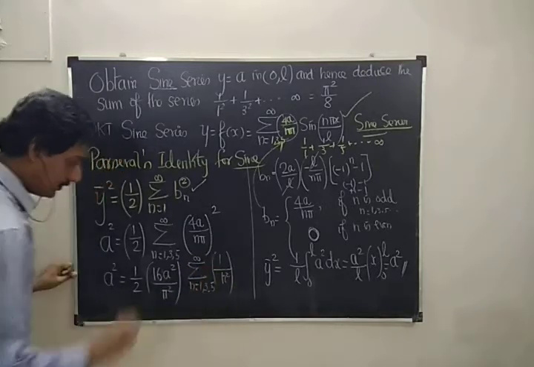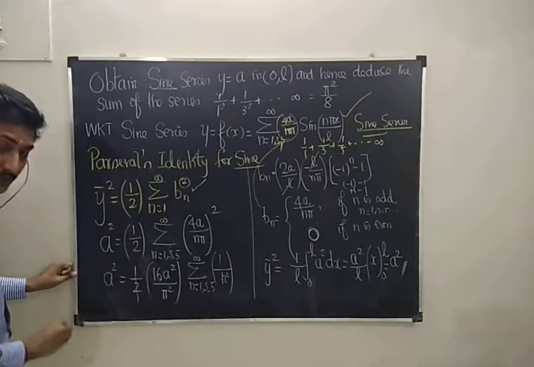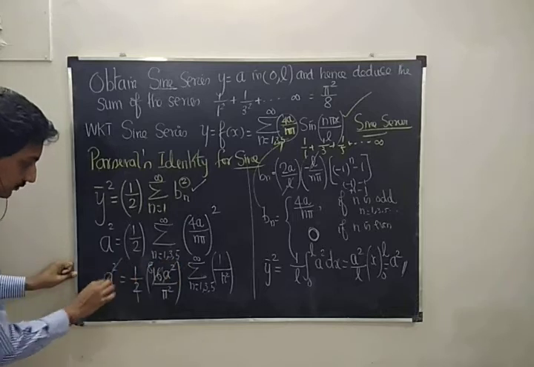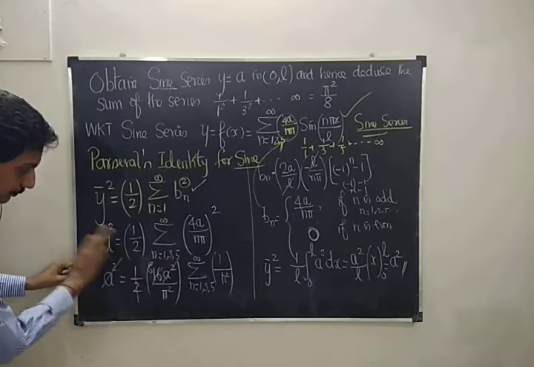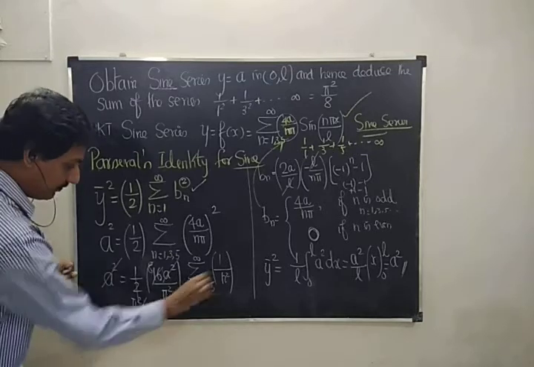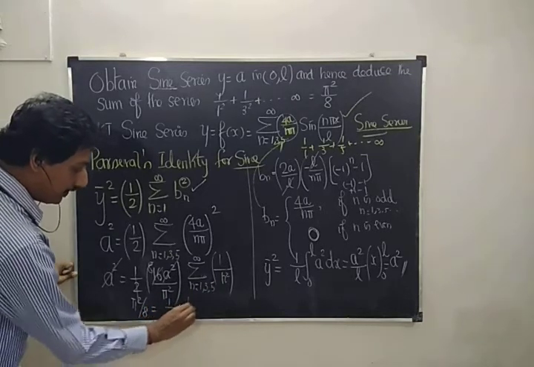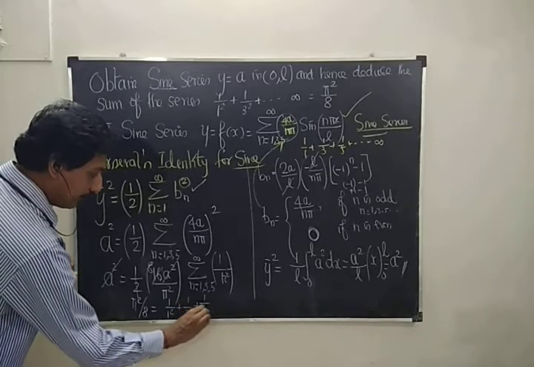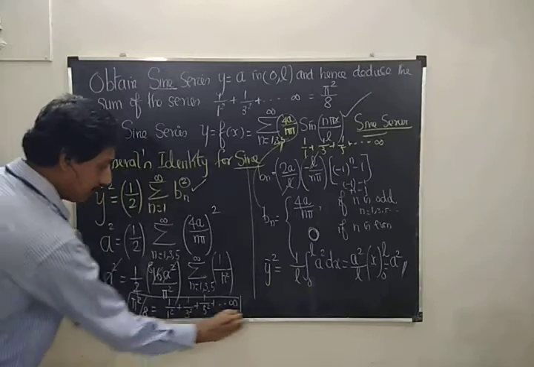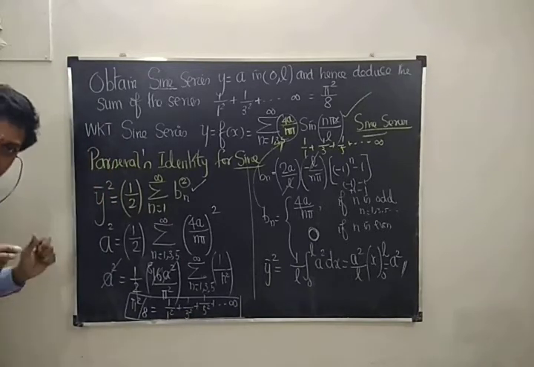Is that right? Now let us simplify this. 1 2 is 2, 8 2s are 16, so 8a square. This a square, this a square will be cancelled. Reciprocating this one, we get pi squared by 8. Putting n equal to 1, we get 1 by 1 square. Putting n equal to 3, we get 1 by 3 square. Putting n equal to 5, we get 1 by 5 square, etc. So this is the required infinite series.